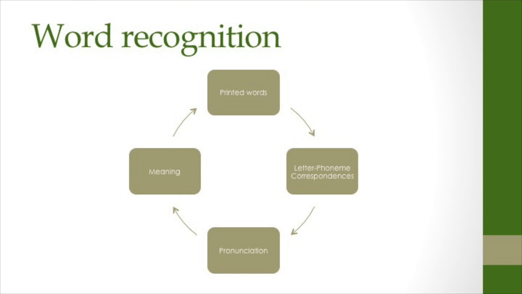So let's go back to what our simple model was of word recognition. Before, we had 3 components to printed words: pronunciation and meaning. Now, what I've done here on this slide is to add the 4th component that we've been talking about, the letter-phoneme correspondences. And so word recognition really is a process of learning printed words, letter sound or letter-phoneme correspondences, pronunciation, and meaning. Even if you don't phonologically recode, what research suggests is that children are storing and using those letter sound correspondences to store the printed word into memory and turn it into a sight word.